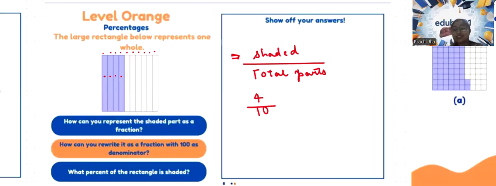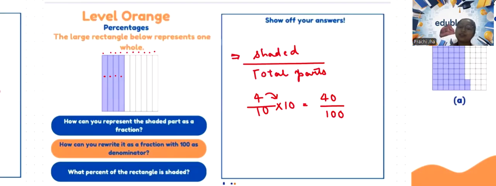We need to make the denominator 100, right? How are we going to do it? Remember adding fractions? We have to make the denominator the same. Exactly, we are going to multiply it by 10. If you are multiplying the denominator, you have to use the same rule for the numerator as well. So this is going to be 100 in the denominator, and the numerator 4 times 10 is 40. Now we got 40 over 100.